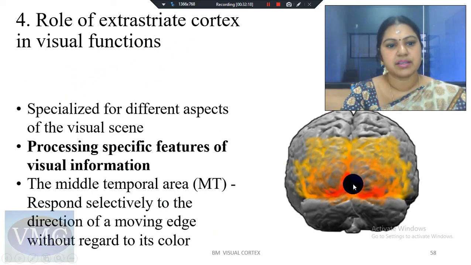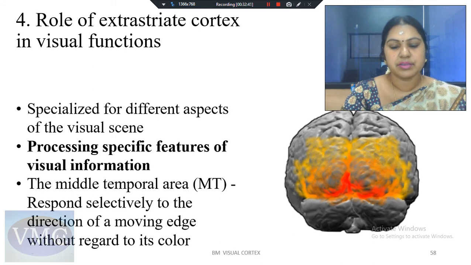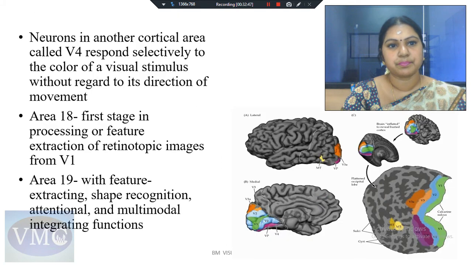You can see here these are the orange and yellow parts. These are called the extrastriate cortex. They are specialized for different aspects of the visual scene. Processing of specific features of visual information occurs here. The middle temporal area, MT, responds selectively to the direction of a moving edge without regard to its color. So these are some features of the importance of the extrastriate cortex in visual processing.